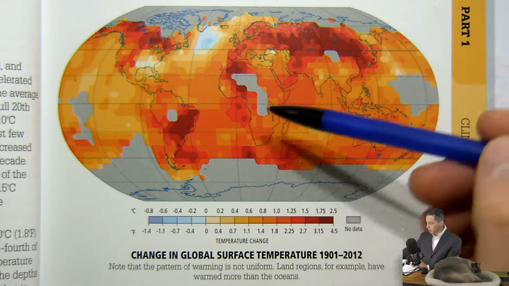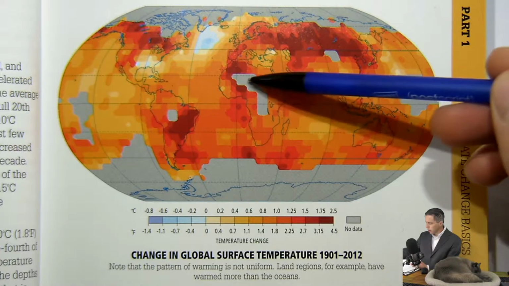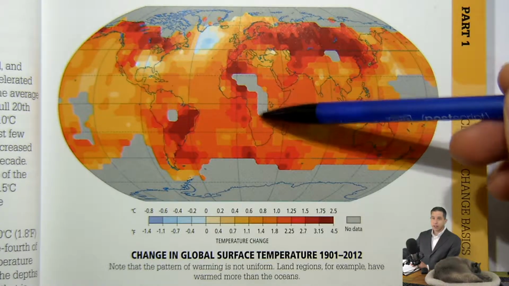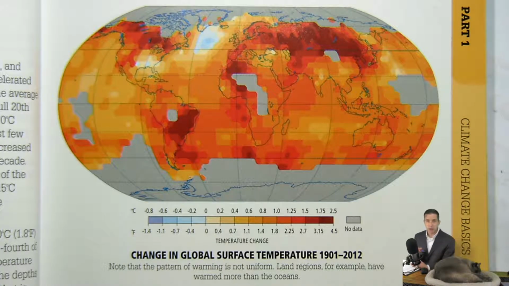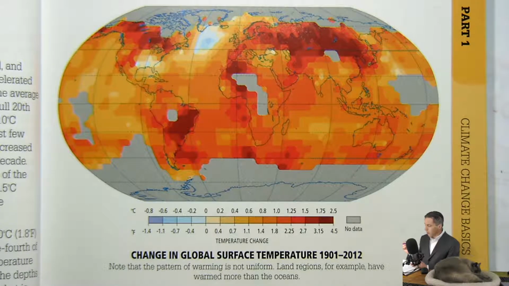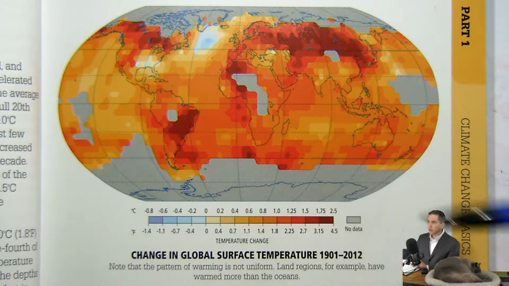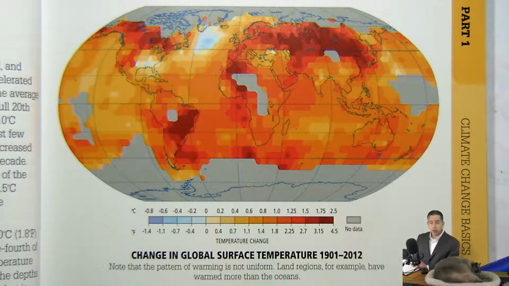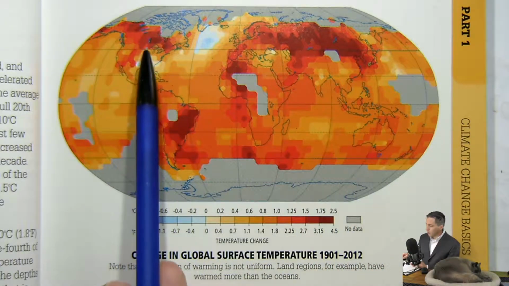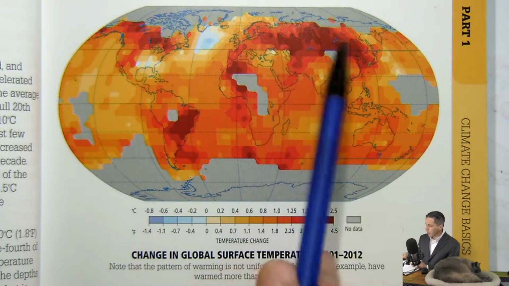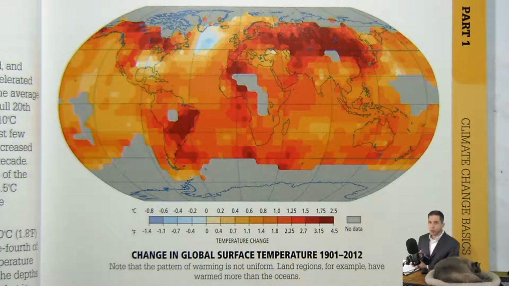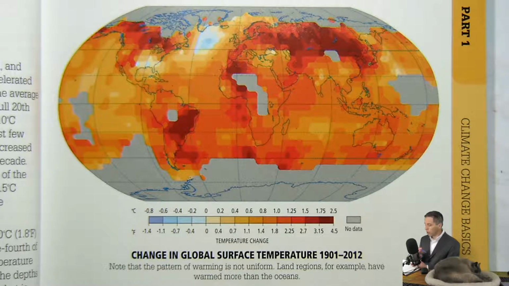Also, you'll see some other places in here where there's some gray, like in the middle of Africa. Again, in 1901, nobody's taking temperatures in the middle of Africa and making really nice records. So one of the big points that I want you to get from this is that the warming is not distributed evenly. You see a lot more of it on the continents than you do in the oceans, and you see a lot more of it in the northern hemisphere than you do in the south. So that's one thing I'd like you to notice.